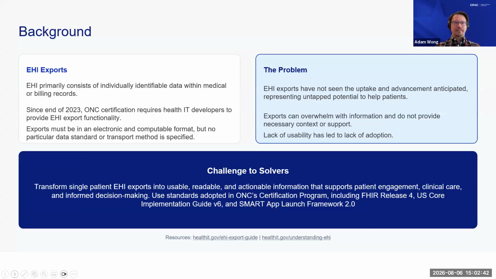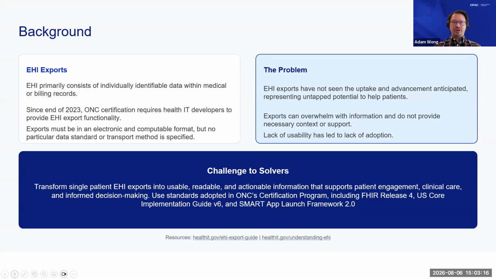A quick refresher on this challenge. Since the end of 2023, ONC certification has required health IT developers to provide EHI export functionality. EHI, or electronic health information, primarily consists of individually identifiable data within medical or billing records. And exports must be in an electronic and computable format, but without any particular data standard or transport method specified.